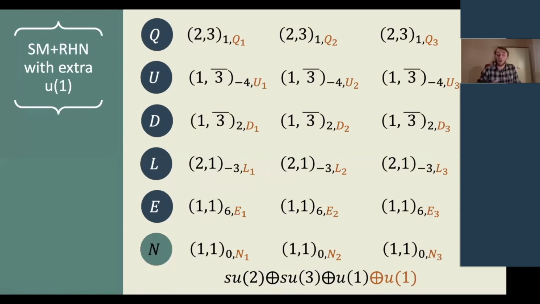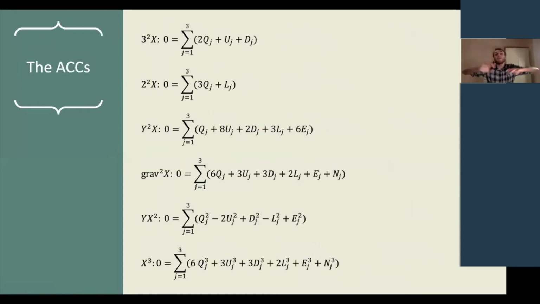I'm going to write down the anomaly equations for this, and these come from exactly the same place they came from in the U1 case, those triangle diagrams, or, if you want to get technical, those index theorems in topology. So this first one comes from the case when you have two gluons, and then one Z prime boson going into your triangle, and so on and so forth.